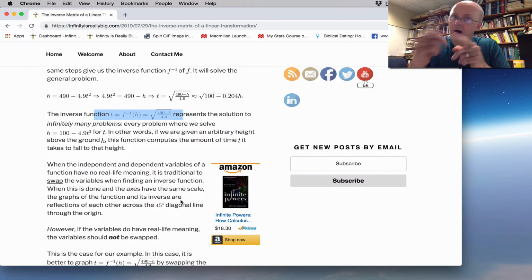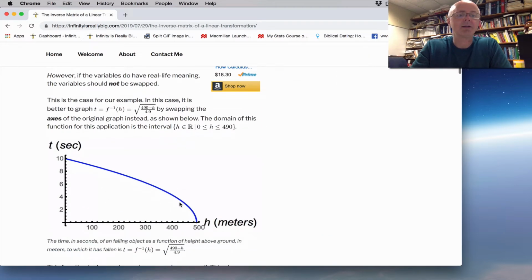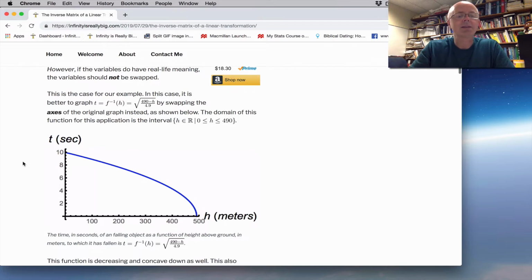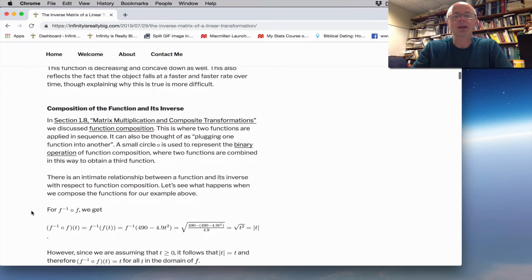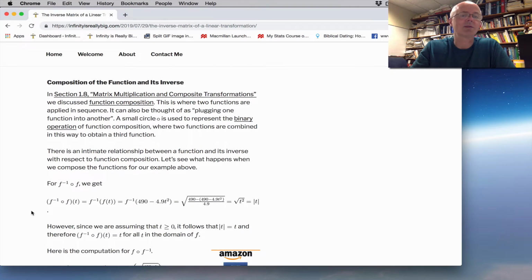But you can swap the axes, and that's what I did down here. Okay. Now the fact that the original graph was decreasing and concave down is reflecting the fact that the object is falling and in fact getting faster and faster, and it's falling over time. The fact that the inverse function graph is also decreasing and concave down is related to that, but it's harder to understand and explain. Okay, I would challenge you to see if you can figure that out. So that's an example, a nonlinear algebra example of inverse functions.